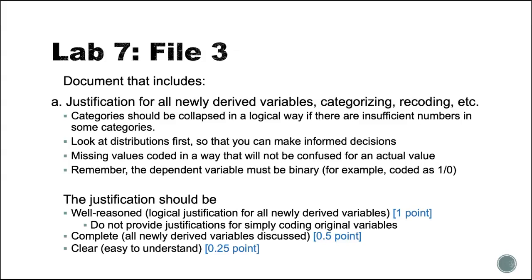So I'm not referring to variables that you just code. So for example, the biological sex variable was male and female. You assigned females the value of 0 and males the value of 1. That's just coding your data.